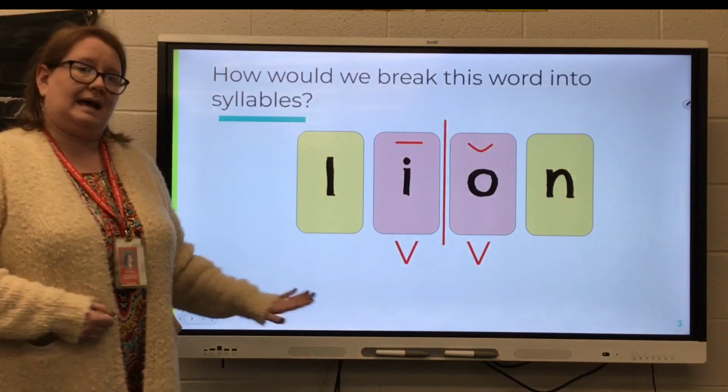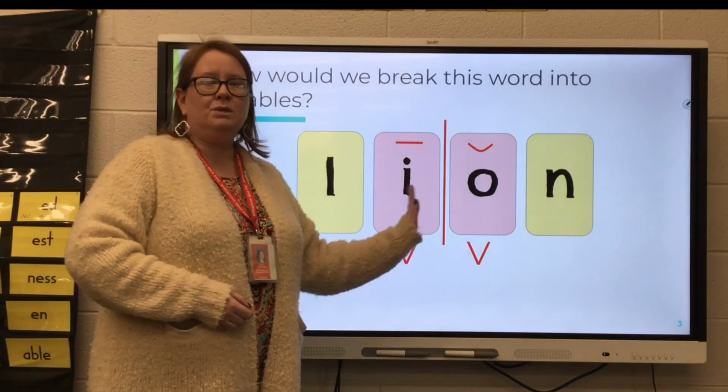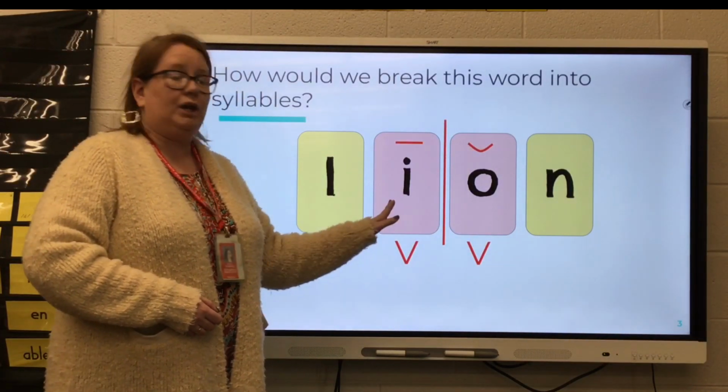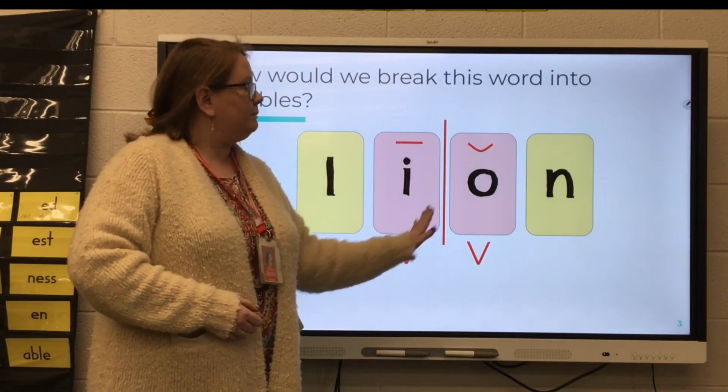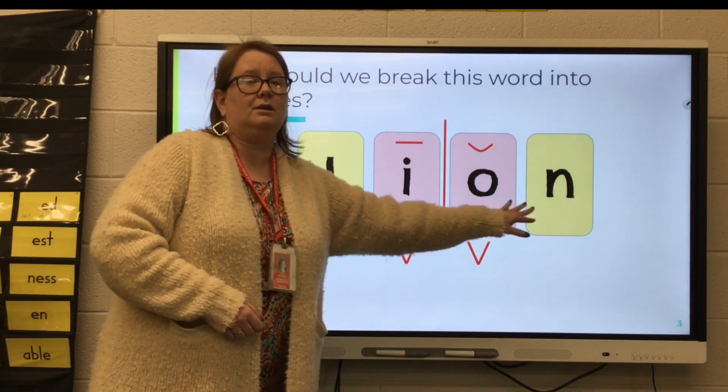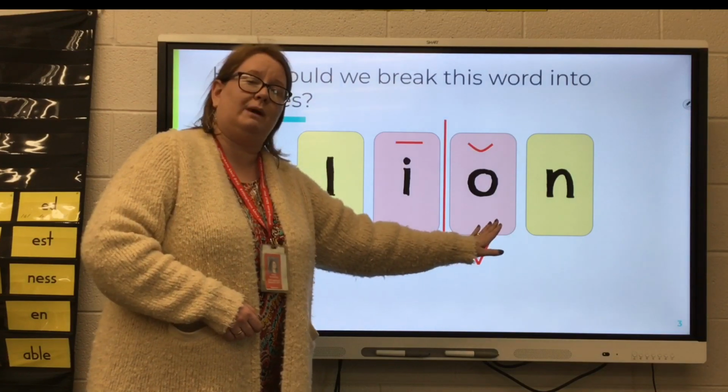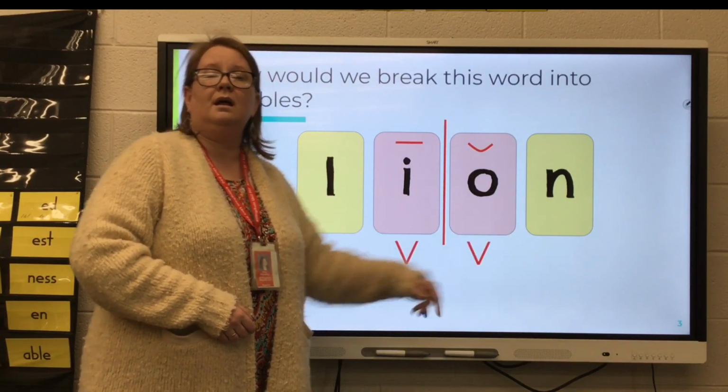That causes this to happen. I'll split the word in between my two vowels, leaving an open syllable over here where it says lie, and then my second syllable is a closed syllable since there's a consonant after my vowel, and it's going to say on. Lion.